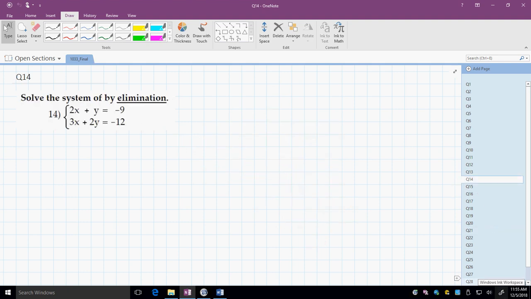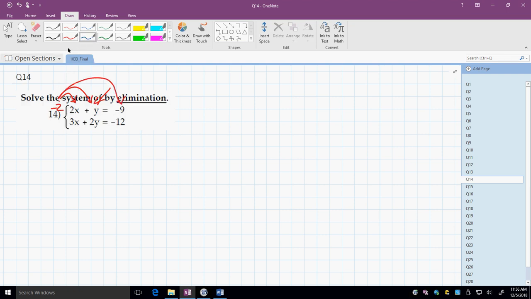Question 14. Solve the system by elimination. It looked easy to me to cancel y just because it's right there by himself. So to cancel y, I'm going to multiply by negative 2. If I multiply the top equation by negative 2, I'm going to be able to cancel y. So eliminate y. So I'm going to distribute the negative 2 to all the terms.